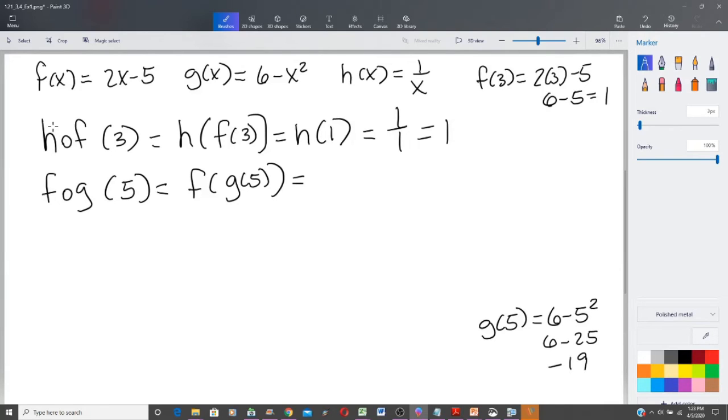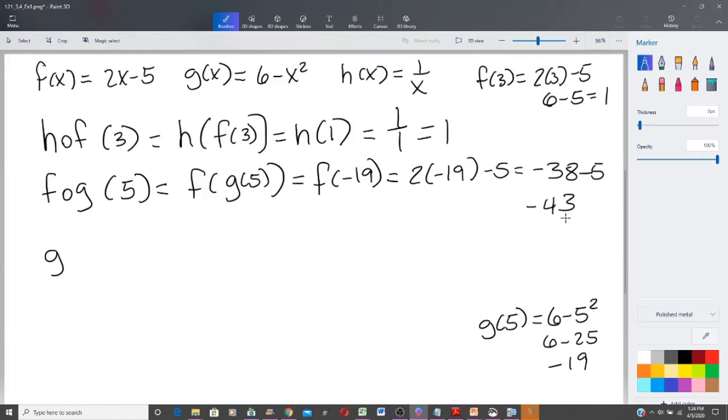And so this problem up here has become f of negative 19, which means we're going to have 2 times negative 19 minus 5. 2 times negative 19 is negative 38. And then minus 5. Negative 38 minus 5 is negative 43. So we got the answer. That looks pretty good.